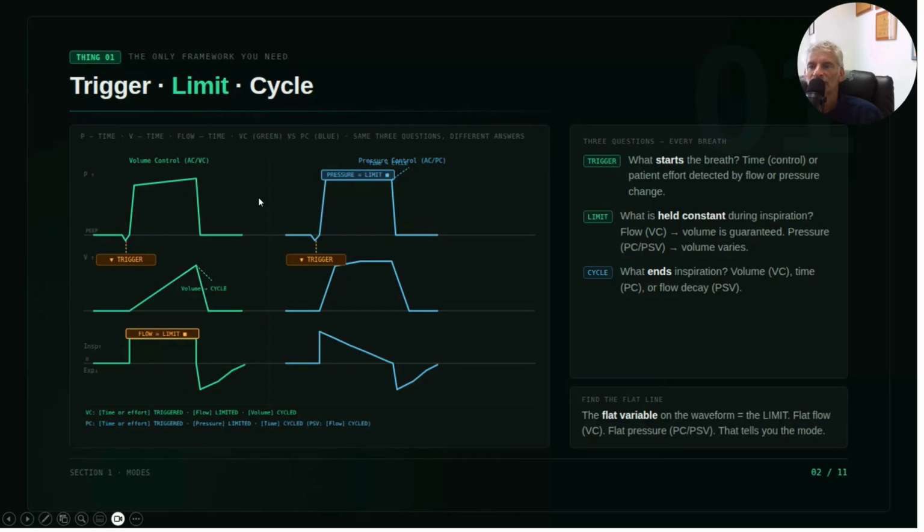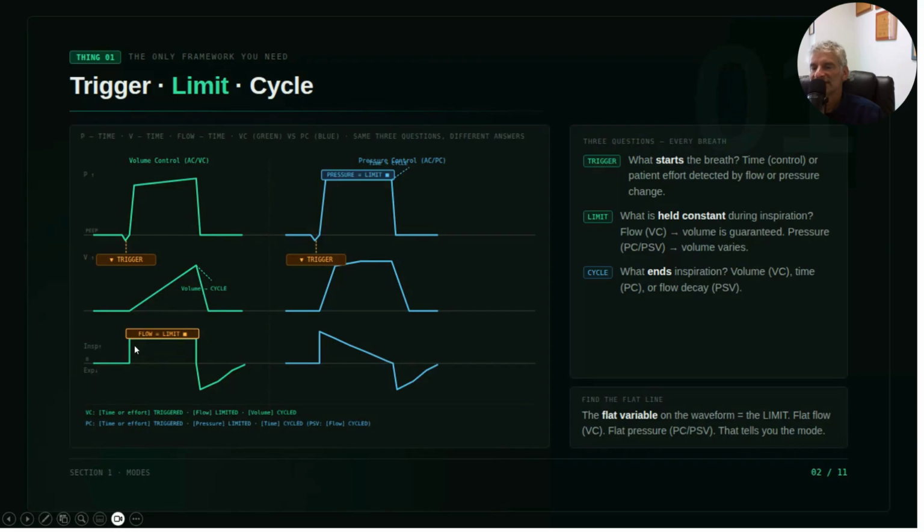So you have volume control and you have pressure control. Volume control and pressure control are really both time or effort triggered. But let's look at volume control. It's either time, let's say it's 12 breaths per minute, so every 5 seconds there is a breath, or you could trigger it. If you go over here, you're causing a negative deflection here. This is a patient triggered effort. So that's trigger.